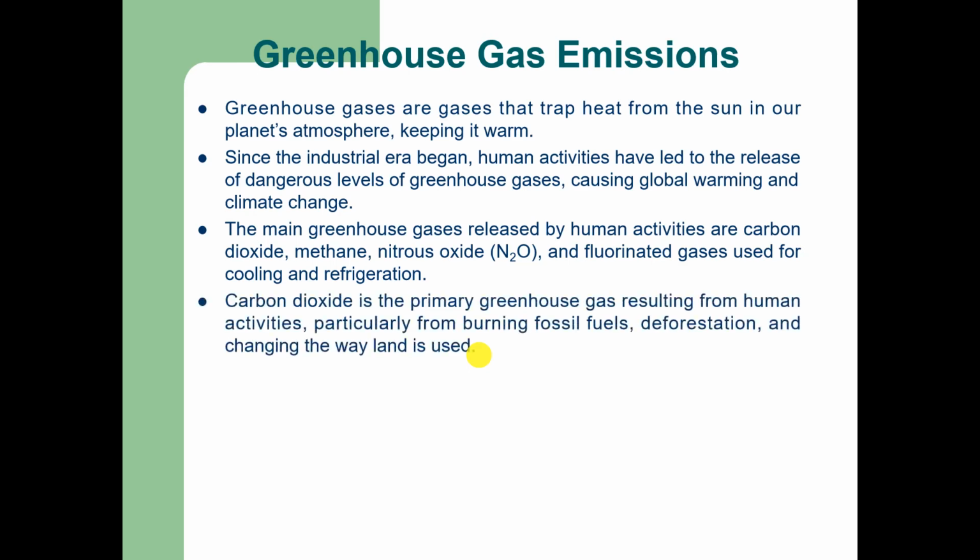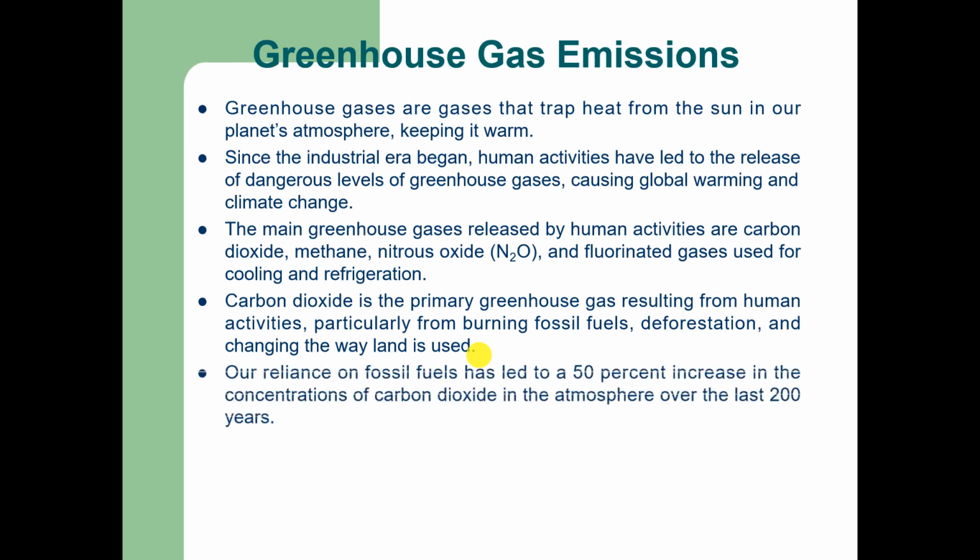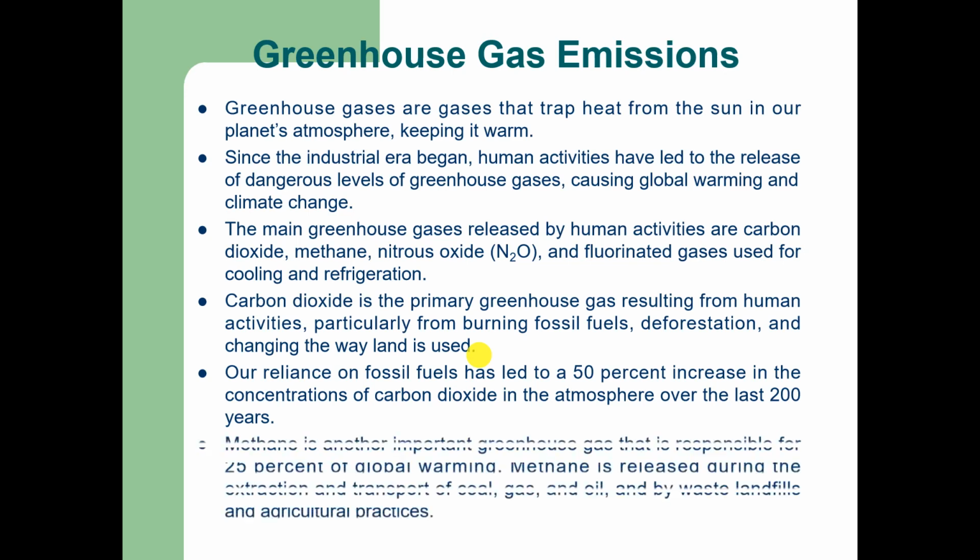Carbon dioxide is a primary gas resulting from human activities, particularly from burning fossil fuels, deforestation, and changing the way land is used. Our reliance on fossil fuels has led to a 50% increase in the concentrations of carbon dioxide in the atmosphere over the last 200 years. Methane is another important greenhouse gas that is responsible for 25% of the global warming, and it is released during the extraction and transport of coal, gas, and oil, and by waste, landfills, and agricultural practices.